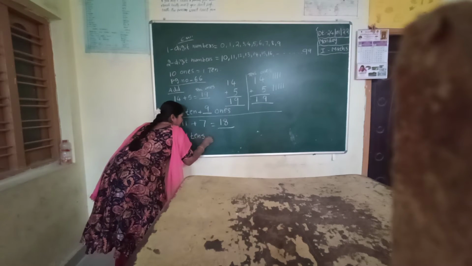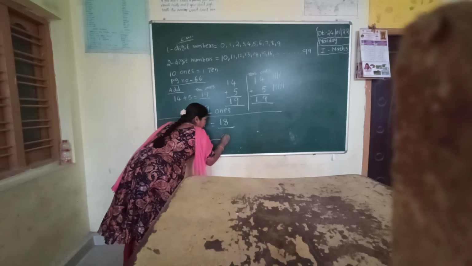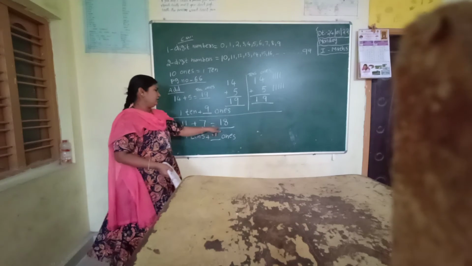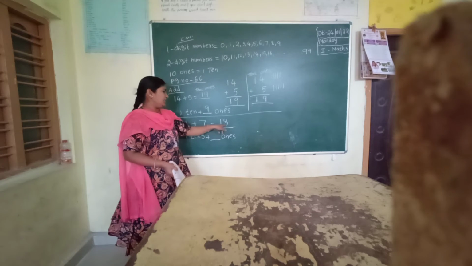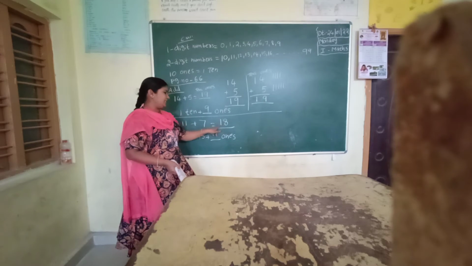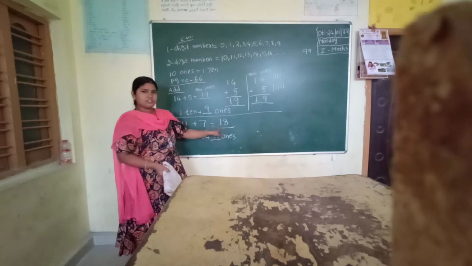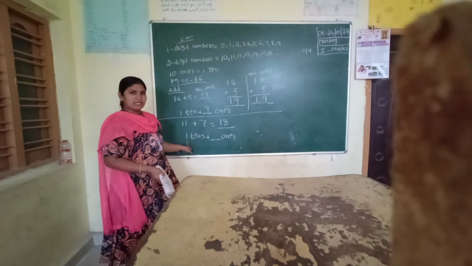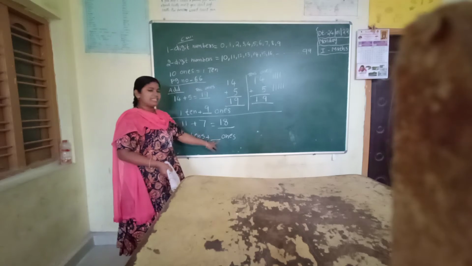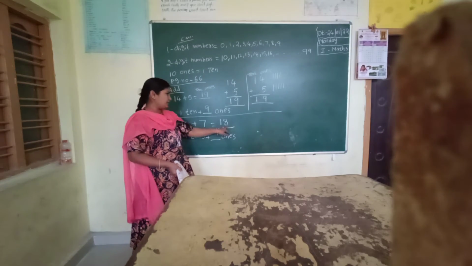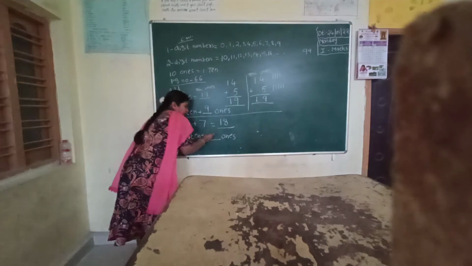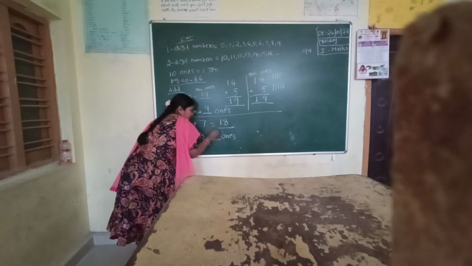Now, 11 plus a dash in the ones place. See, observe here. Just now I told you this is the ones place and this is the tens place. In the tens place, which number is there? 1. They have already written 1 in the tens place. Now in the ones place they have given a dash. Which number is there in the ones place? 8. So you have to write down 8 in the ones place.